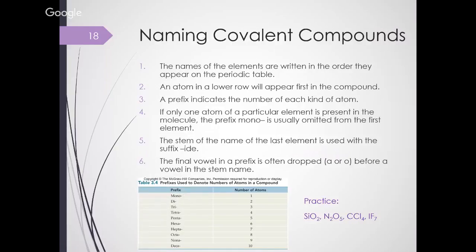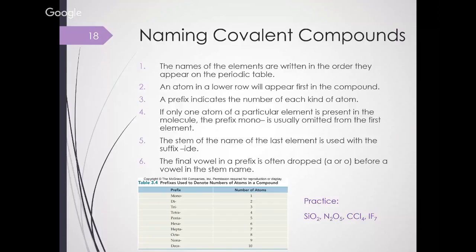How do we name covalent compounds? Well, the names of the elements are written in the order that they appear on the periodic table. Typically, an atom in a lower row will appear first in the compound. This is because it's bigger and can usually have more bonds around it. The prefix indicates the number of each kind of atom. So mono means 1, di is 2, tri is 3, tetra is 4, etc. There's a table here that tells you all of those up through 10.